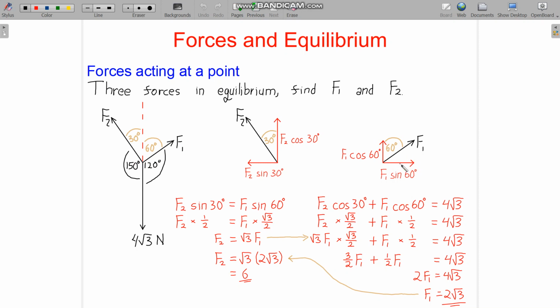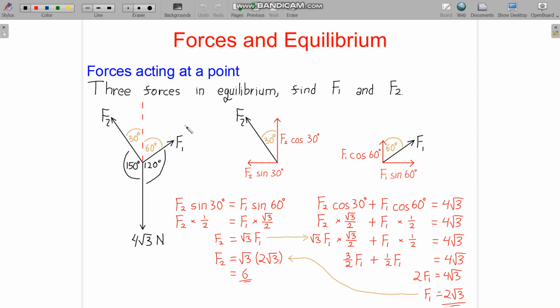Now, in equilibrium, the total force to the left and right, sigma Fx equals 0, and sigma Fy equals 0. The horizontal forces are the same, or the resultant is 0. The force to the left must be equal to the force to the right. So sine 30 is 1/2, sine 60 is root 3 over 2. So we have F2 equals root 3 F1.